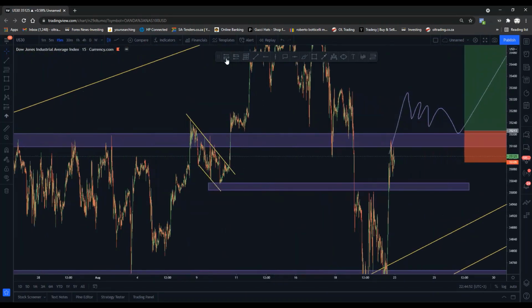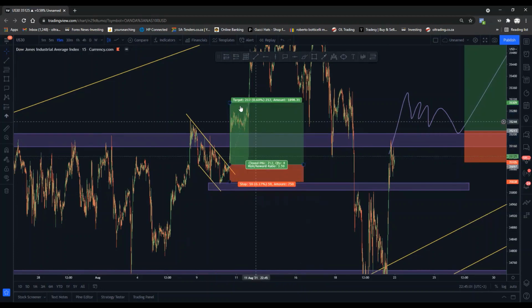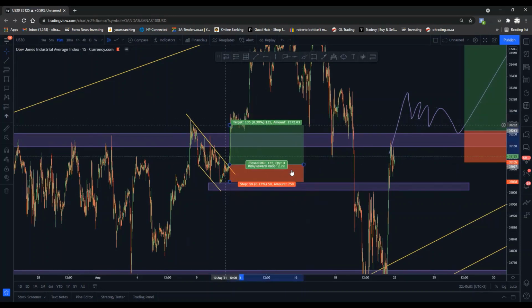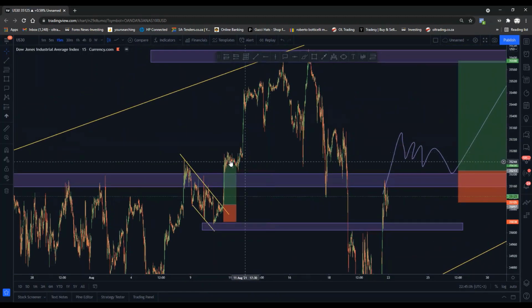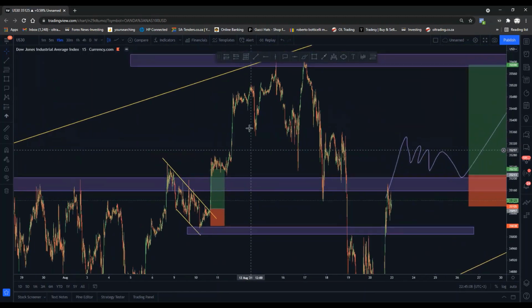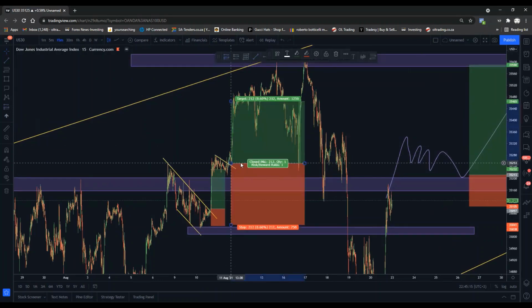You can see here our entry here. Second entry would have been here. Let me put a stop loss there. TP would have been here. Then you can see after the break, we are having a correction, which you can put.